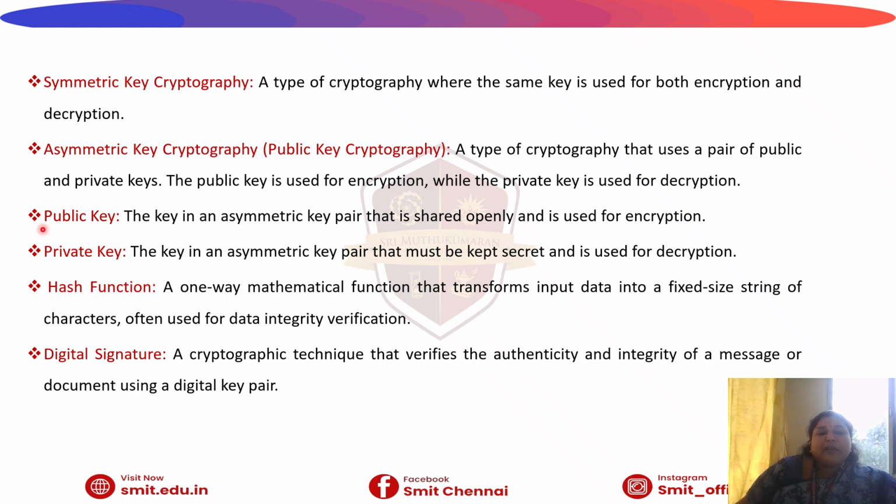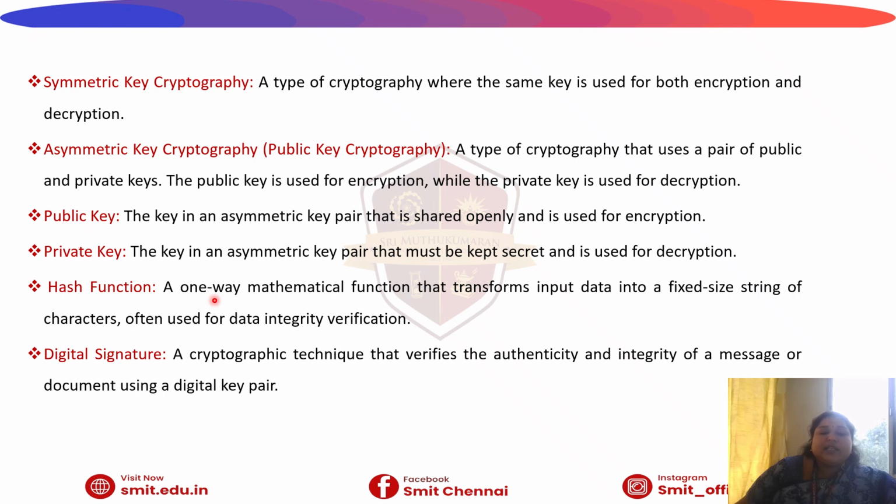And what is a public key? A public key is an asymmetric key pair that is shared openly from one person to another and is used for encryption. And the private key is the asymmetric key pair that is kept secret and is used for decryption. A hash function is a mathematical function that transforms input data into fixed-size strings of characters. It mainly focuses on data integrity verification.